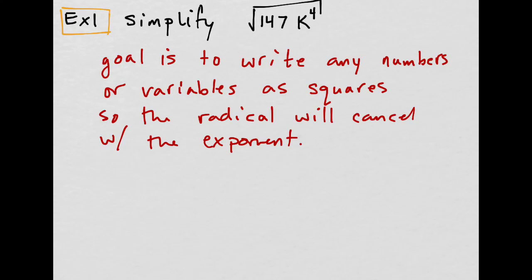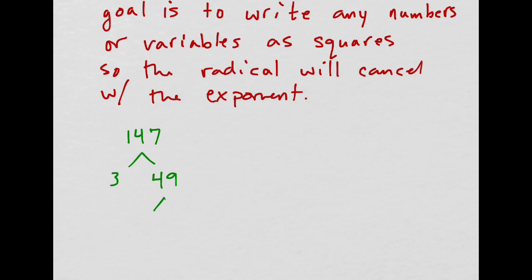First, let's break down 147. I know it's not divisible by 2. I'm going to try divisible by 3. I just took the calculator, 147 divided by 3, and I get 49. And immediately I know that 49 is 7 times 7. So now, instead of writing 147, I have 7 times 7 times 3, which is 7 squared times 3.